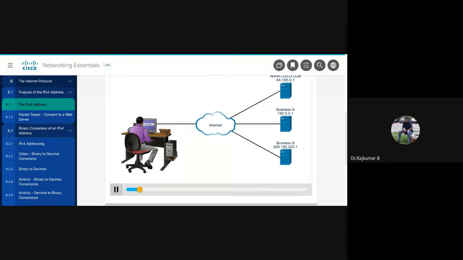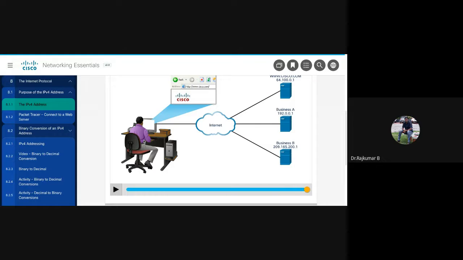Here is the source. It wants to send to the destination cisco.com with the address 64.100.0.1, and that message goes in that envelope to reach the destination. As per the transport layer, it will generate an acknowledgement. That acknowledgement comes via the internet and reaches your source. Is that clear now?